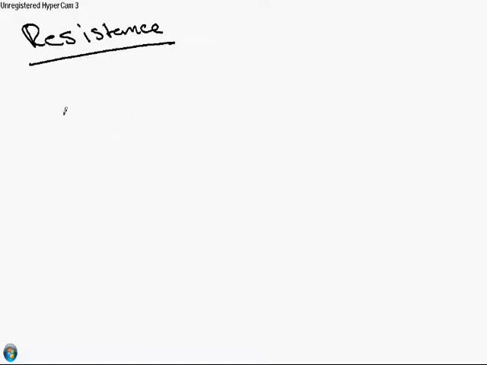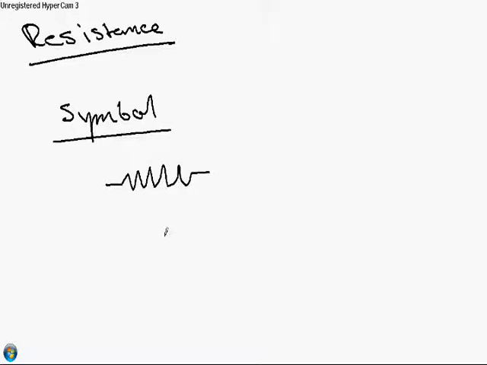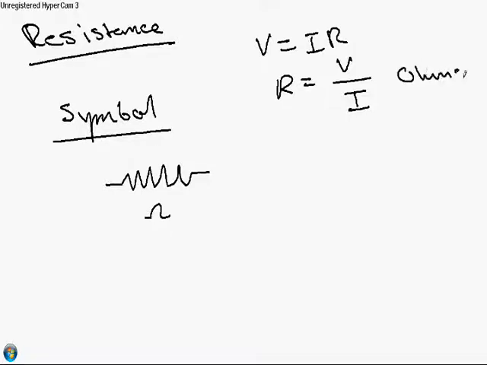So, let's talk about the symbol, because we also want to talk about schematics. This is the general symbol you will find on schematics, and then it's got the resistance in ohms down here. And let's go back over Ohm's law. Remember this? We went over this last time. So resistance, because we care all about resistance, is V over I. And again, this is in units of ohms, which is the symbol omega.